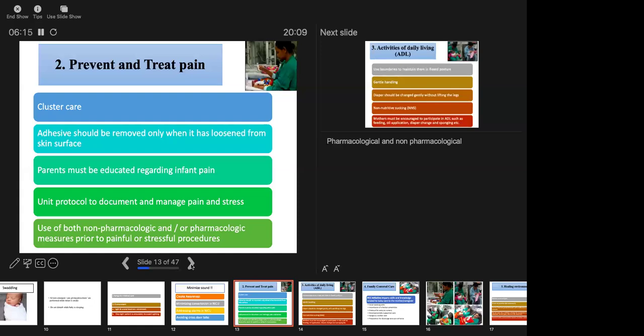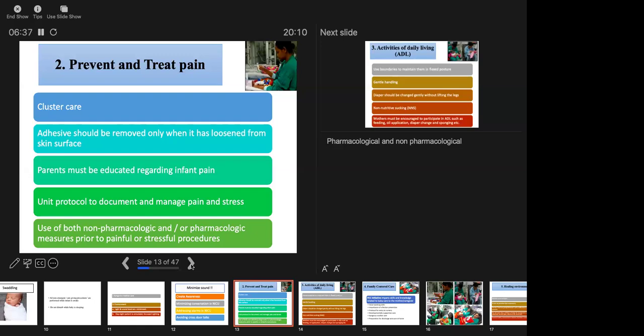And another thing is most of the babies have adhesives for their temperature probe or IV cannulas or anything like that. These adhesives should be removed only when it has loosened from the skin surface. And if at all you want to remove any adhesive for any other reason, you have to make sure you moisten it well with normal saline, and then you have to slowly remove it from the skin surface so that the pain is very less.